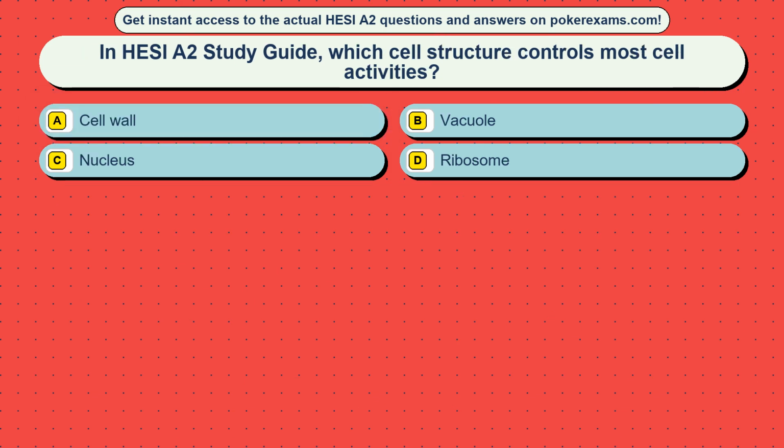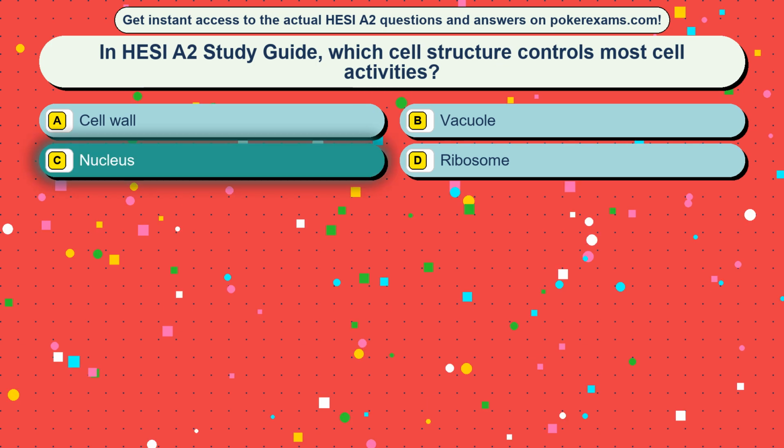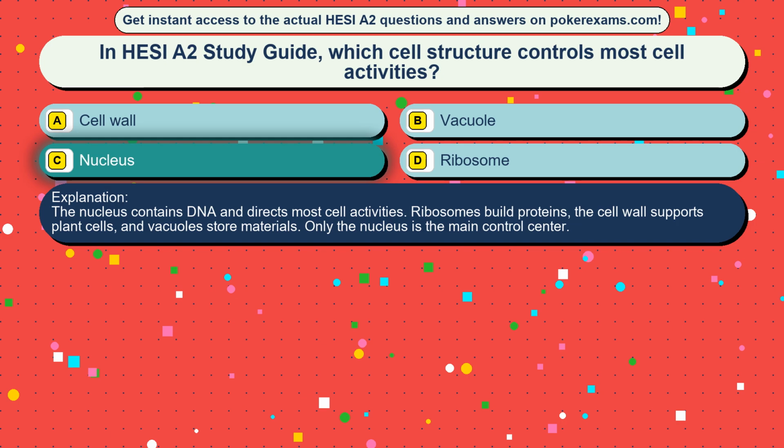Question 43. On the HESI A2 Study Guide, which cell structure controls most cell activities? Option A. Cell wall. Option B. Vacuole. Option C. Nucleus. Option D. Ribosome. The correct answer is option C. Nucleus. The nucleus contains DNA and directs most cell activities. Ribosomes build proteins, the cell wall supports plant cells, and vacuoles store materials. Only the nucleus is the main control center.